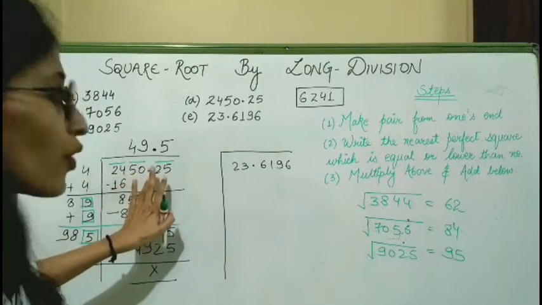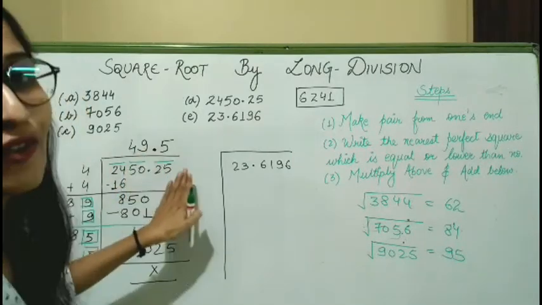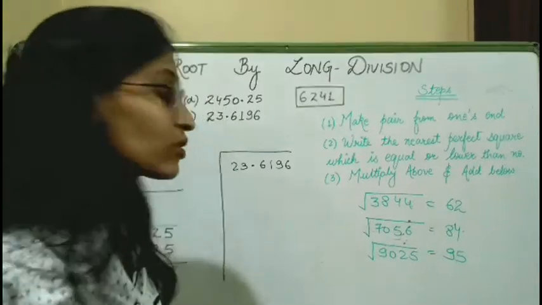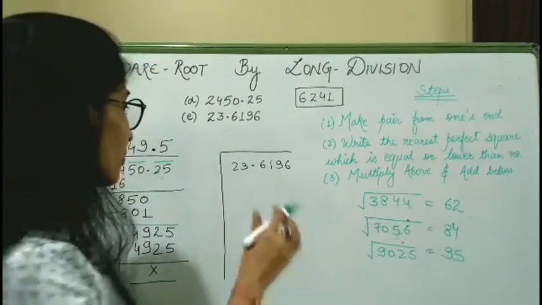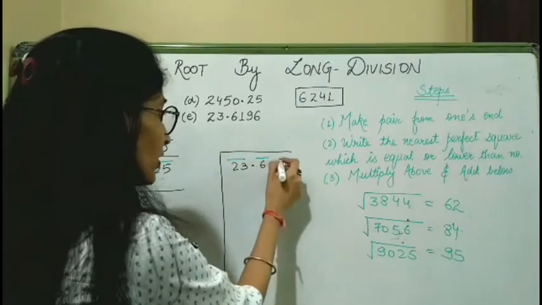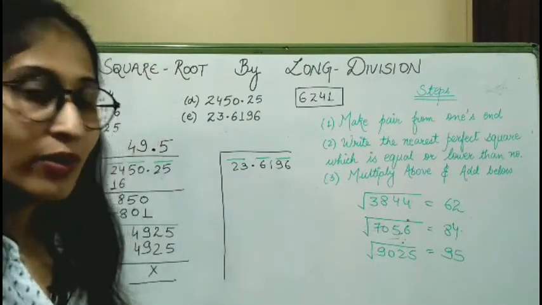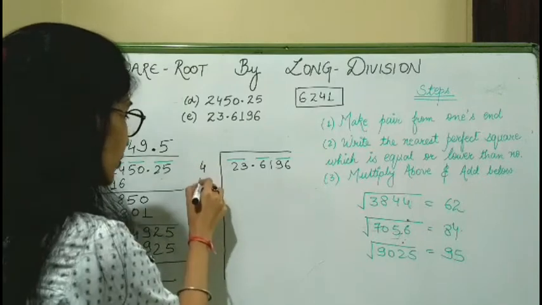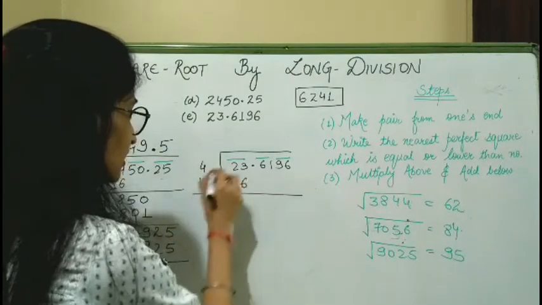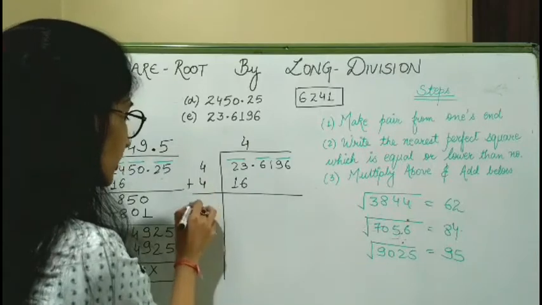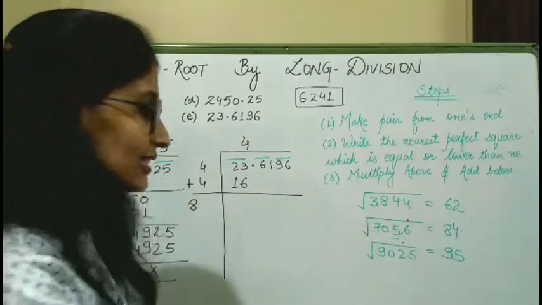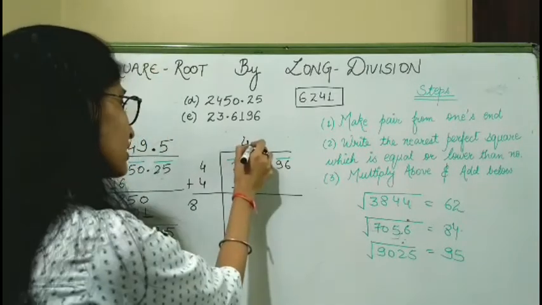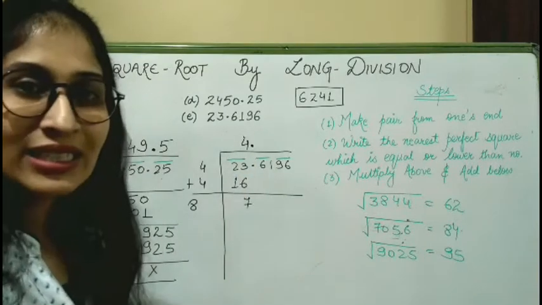Square root of 2450.25 will be 49.5. Next number I have is 23.6196. Start making pairs. One pair, next pair. Now a perfect square less than 23. 16. 4 4s are 16. 4 plus 4 going to give me 8. 23 minus 16, 7. There is a decimal, so write decimal at the top and then copy the next pair.